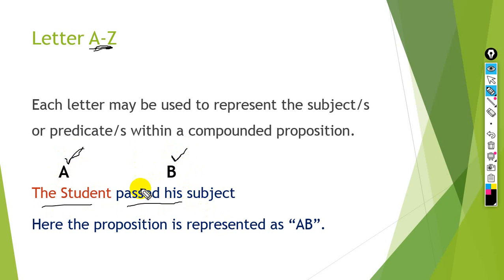But we can represent this whole proposition by using just A B. What does it mean? It means that here we have two parts of the proposition. One is the subject and the second one is the predicate.